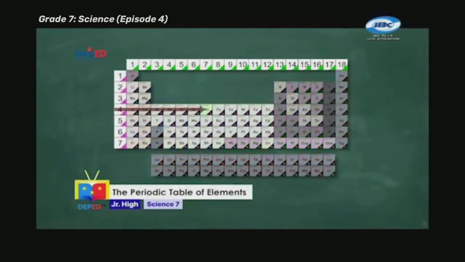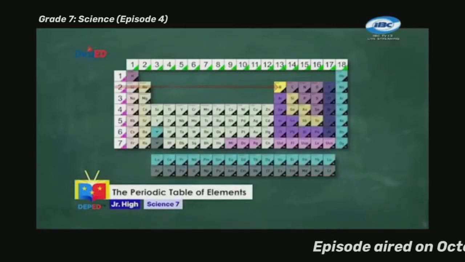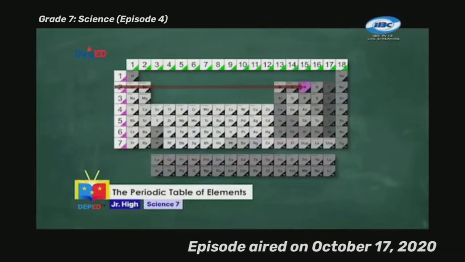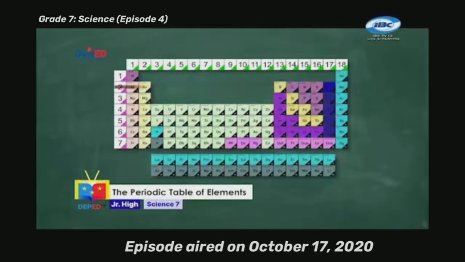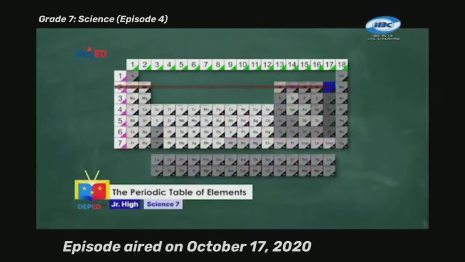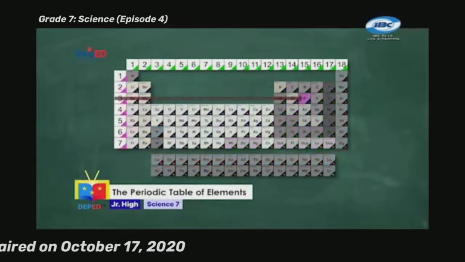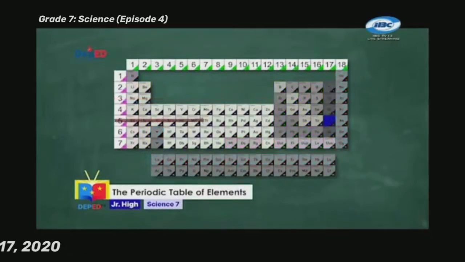Manganese belongs to period number 4. Boron is in period number 2. Nitrogen is in period number 2. Fluorine belongs to period number 2. Phosphorus belongs to period number 3. And iodine is in period number 5.